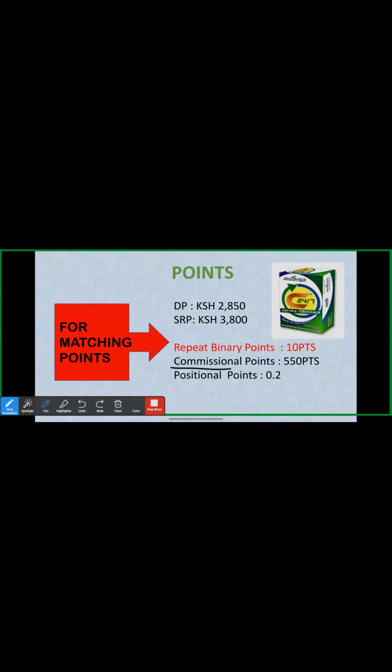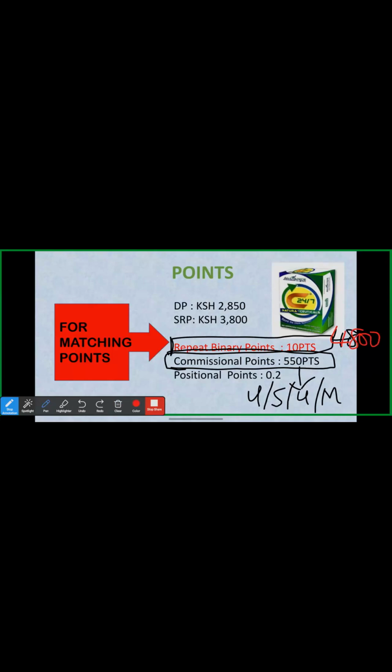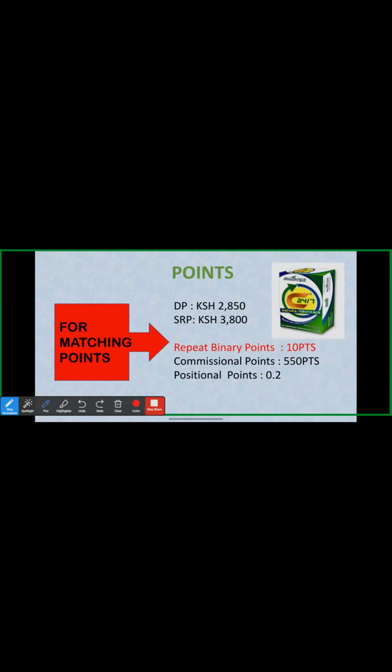We also have the commissional points at 550. These ones are now which are going to help you to earn using the Unilevel, Stairstep, UPP, My Rebates. Hizo itakusaidia ku earn na hizo. And then hii binary points, hii inakusaidia ku earn 4,800. And yes, I mean it when I say you can make 4,800 even without connecting anyone in the system. This is through the repeat binary points. Are you together? So let's delve into the other ways of earning.